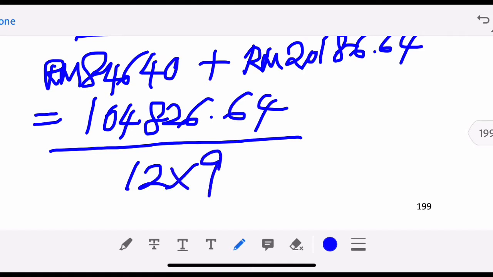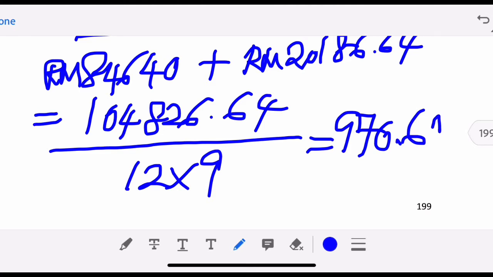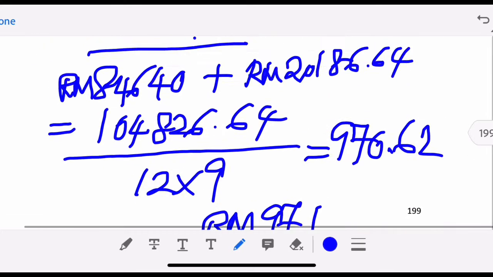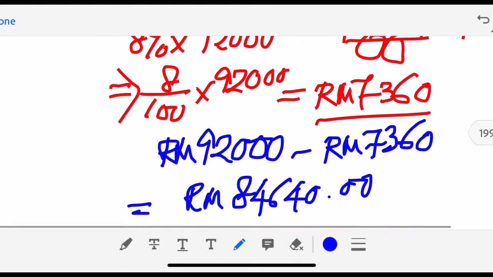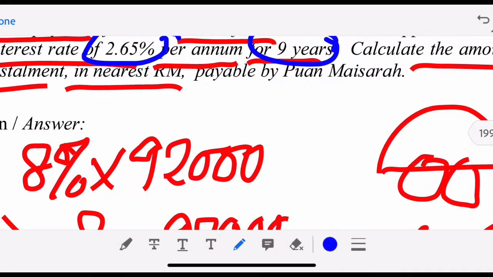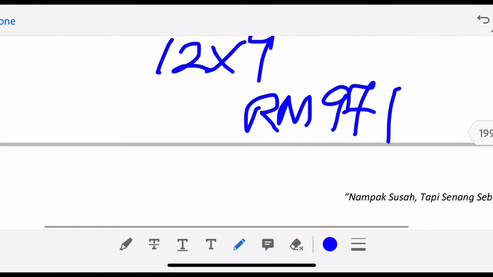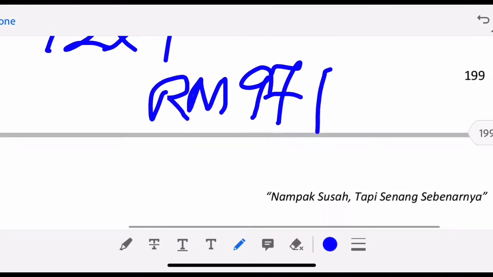108 months, so it's equivalent to 970.62, right? So in this case, Puan Maisara need to pay 971, right, to the nearest ringgit, right? The question say to the nearest ringgit. Okay, so the amount for the car loan is 971 per month.